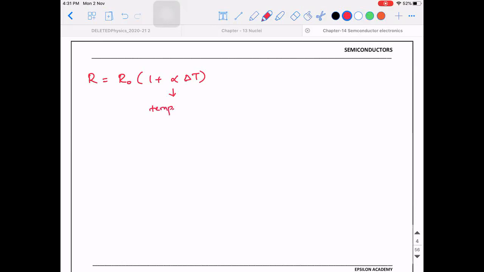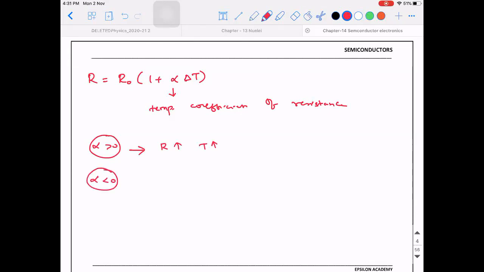It's called as the temperature coefficient of resistance, right? So generally, if the value of alpha is positive, listen to it carefully. If alpha is greater than 0, it means that resistance will increase with the increase in temperature. Whereas if alpha is less than 0, then resistance will decrease with increase in temperature.